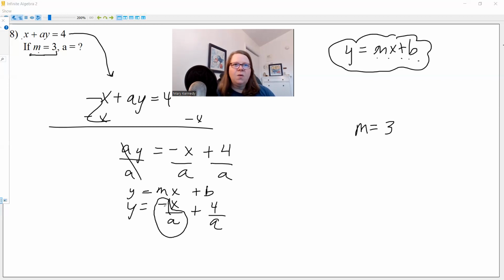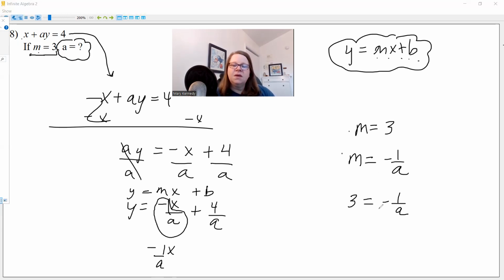So right now, the m is -1 over a, right? This could be written -1x, and then that could be over a, like that. Maybe that helps you to see that that's the same. So if these are both the slope, then they're equal to each other. And so let's set them equal to each other and solve for a, and we'll get our answer, because remember it says a equals what?